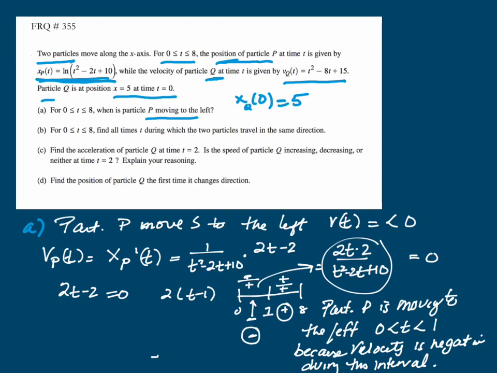Let's get our points. It's worth 2 points total, and you get a point for the derivative. So you get a point for taking the derivative, and you get a point for the answer 0 to 1 with the correct reason. All right, so that's part A. Let's move to part B.